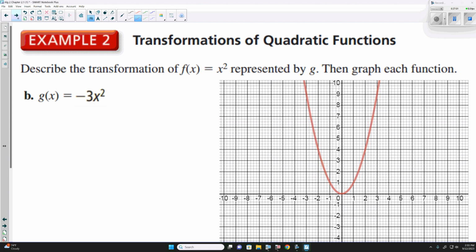Okay, let's look at the next one, negative 3x squared. Do we have a left or right movement? Do we have something inside parentheses being added or subtracted from x? No, so we don't have left or right. Do we have up and down?